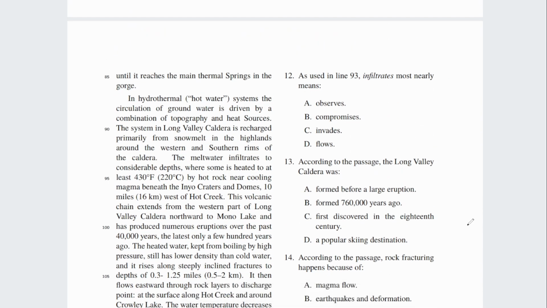So as always, let's use some referential questions. Line 93, infiltrates.